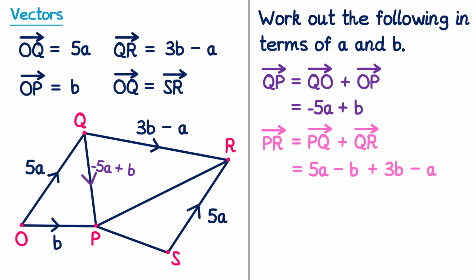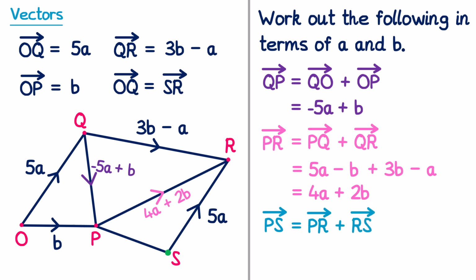Now just like when we have algebra, we can simplify these vectors by collecting like terms. We have 5a minus 1a, which is 4a, and we have negative b plus 3b, which is positive 2b. So the vector from P to R is 4a plus 2b. Let's put this onto our diagram as well. Now we're going to do one more vector on this diagram. We're going to do the vector from P to S. So to get from P to S, we'll take that green dot, and we'll go from P to R first, so that's the vector PR, and we're going to add to this the vector from R to S, so RS.